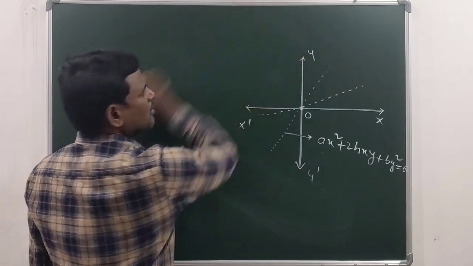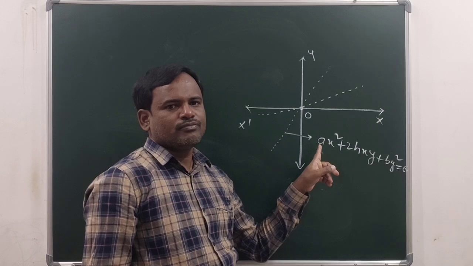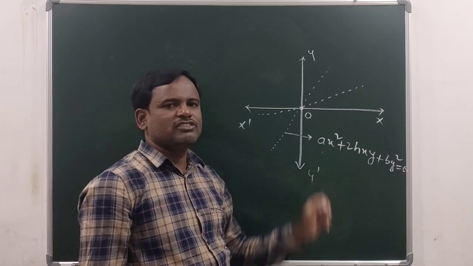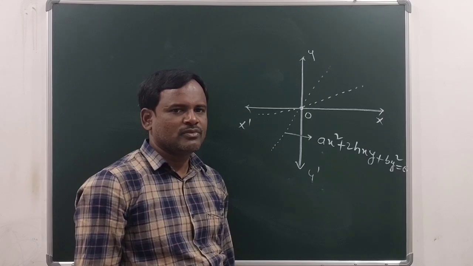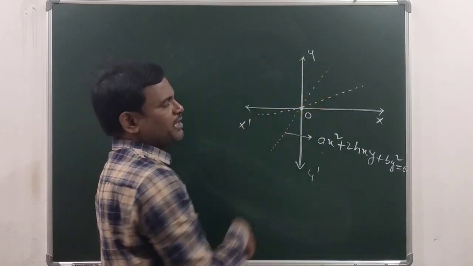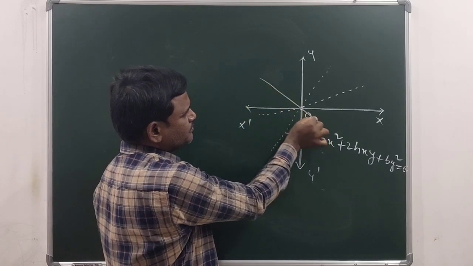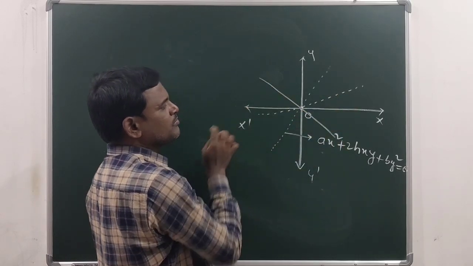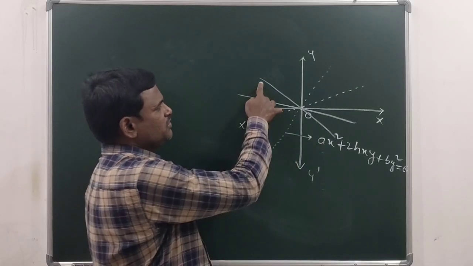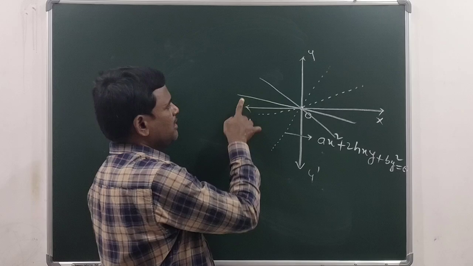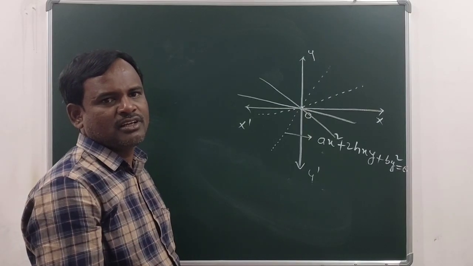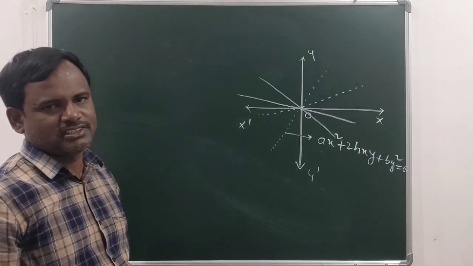See, these two lines' combined equation is ax square plus 2hxy plus by square equal to 0. Now I want pair of lines which are perpendicular to this pair. Means I want this. This is perpendicular to this line. Okay, students. Now this one is perpendicular to this line and this line is perpendicular to this. How is this pair? Pair of perpendicular lines represented by this pair of straight lines.